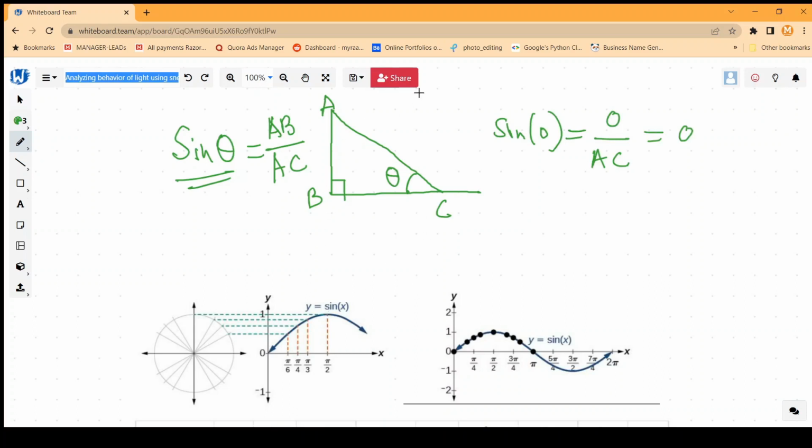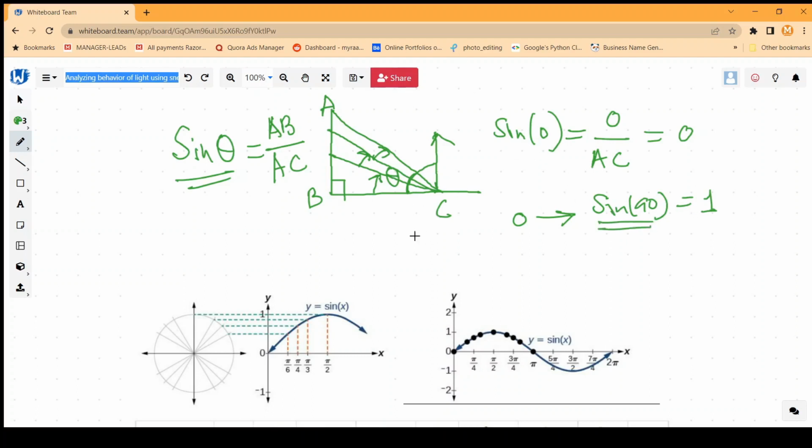So here again, as this angle theta increases in this direction, the value of sine will increase from 0 all the way to 90 degrees, where sine 90 is going to be equal to 1, because this AB will be very big and AC will be equally big, and they will overlap to form sine 90 equal to 1.